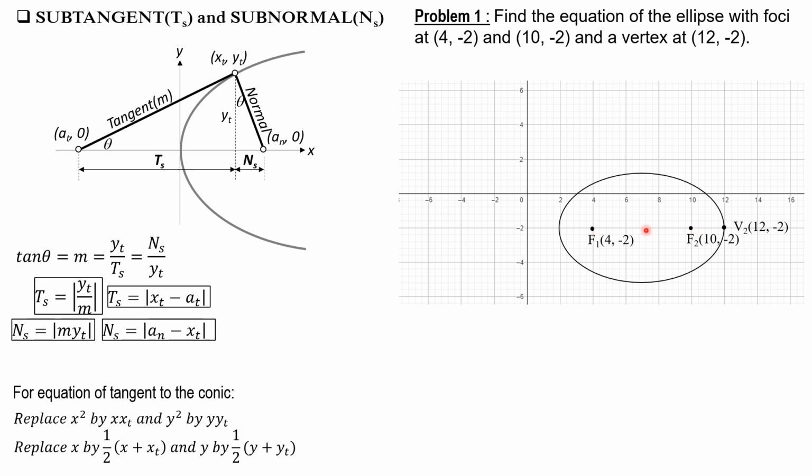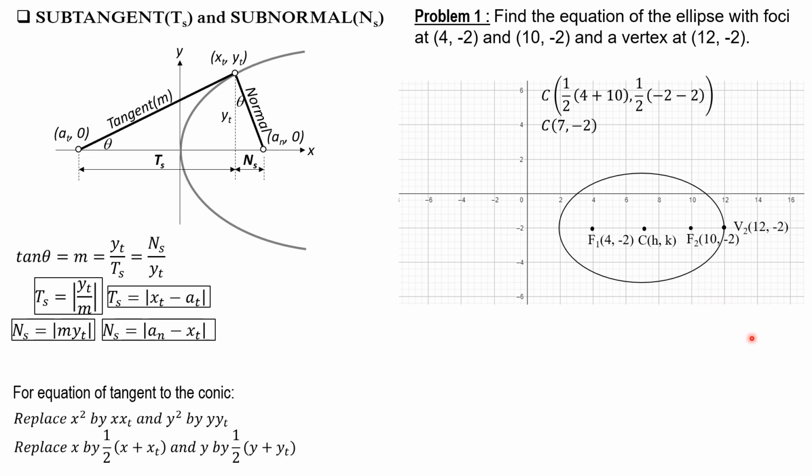the midpoint, and the midpoint formula is simply the average of the coordinates. So the center is at 1/2 of 4 plus 10, comma, 1/2 of -2 plus -2, which is -2 also. 1/2 of 4 plus 10 is 7. So the center is at (7, -2).